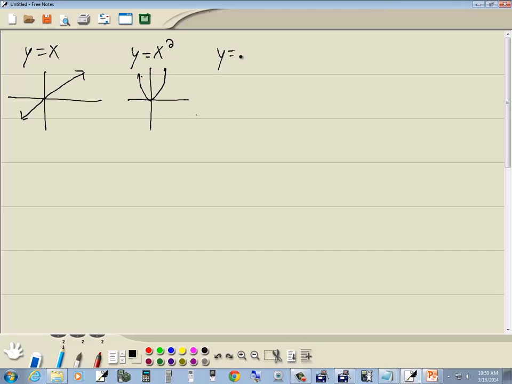Let's take a look at our third basic graph, y is equal to x to the third. And the main thing I'm demonstrating here for calculator purposes is how do you graph it when you got any number up in your exponent. I don't really care about y is equal to x to the third. How do you graph it when you got x to the fourth, x to the fifth, x to the 20th?